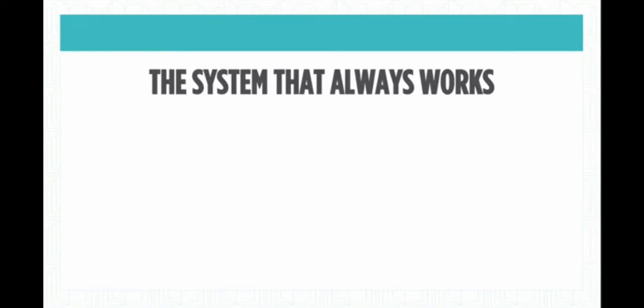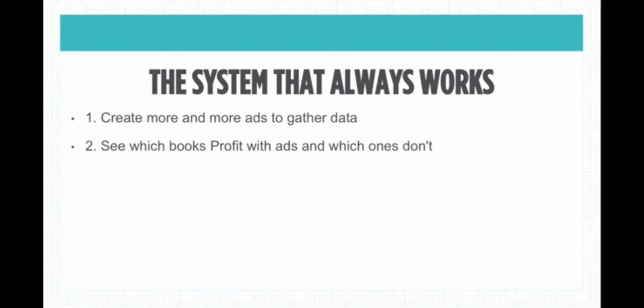So this is a system that always works. I'm going to break this down for you so that you understand. First, you need to create ads to gather data. Even if you see that you're getting a loss, you need to still just keep punching away until you find out all the info that you can. Then you need to see which books profit with ads and which ones don't.